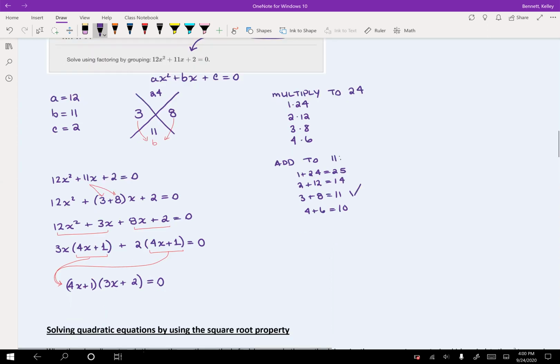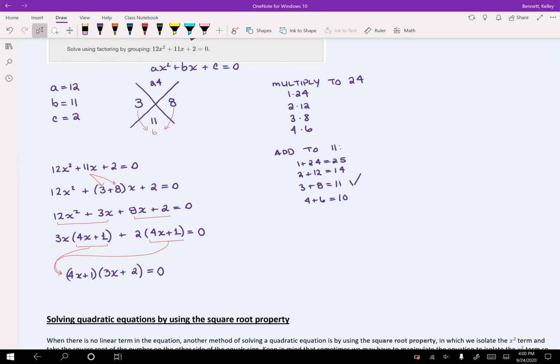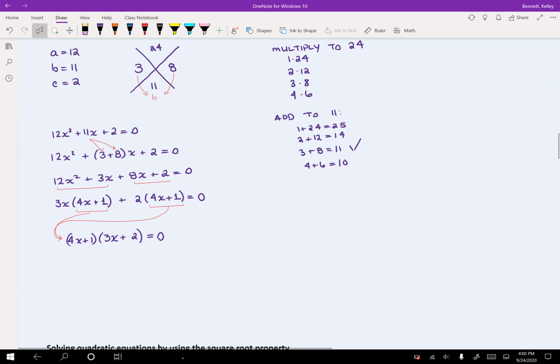So just to be clear, what we've accomplished so far is just the factorization. We have not solved it. So this is only the factorization. But now I want the solution. So the solution comes from the zero product.